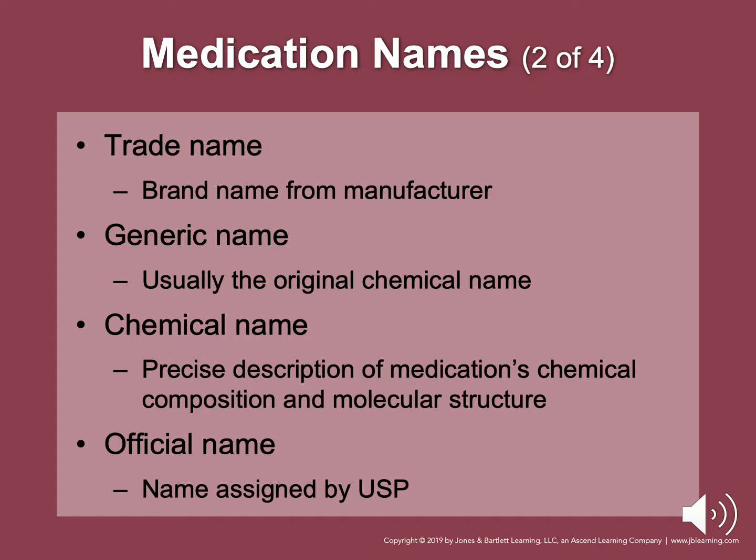The generic name is usually the original chemical name of the medication, a big long name that you usually see, and it's usually suggested by the first manufacturer and approved by the FDA. All medications licensed for use in the United States are listed using their generic names in the United States Pharmacopeia. The chemical name is a precise description of the medication's chemical composition and molecular structure. The official name is the name assigned by the USP, and it's usually the generic name followed by USP.